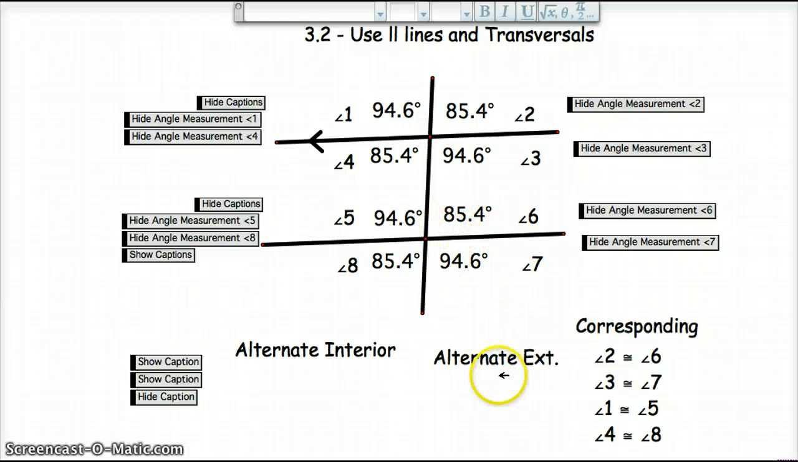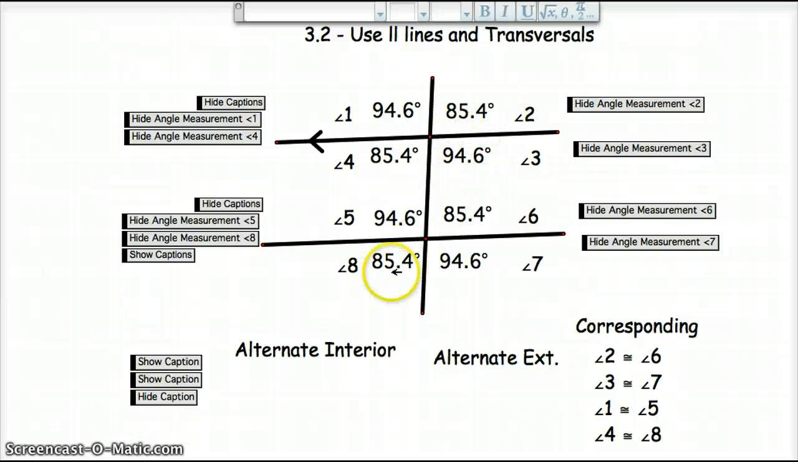Now let's take a look at these other angles. Let's look at alternate exterior angles. Okay, what are our alternate exterior angles again? Well, remember, exterior, so outside of the parallel lines. So that's 1, 2, 8, and 7. What's the alternate exterior? If I have 1, it's on the left side of the transversal, so go to the right side. The right side is 94.6, it's 7. The left side is 94.6, it's 1. So angles 1 and 7 are alternate exterior angles, and they are congruent.